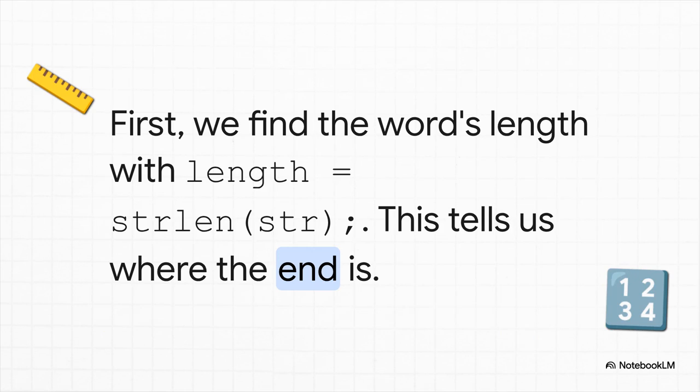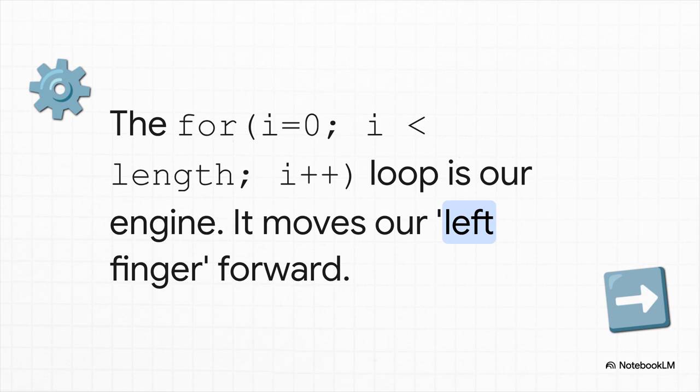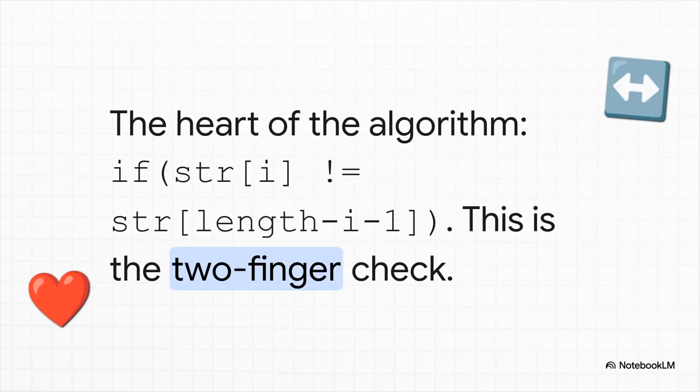First things first, before we can put our right finger on the last letter, we need to know where the last letter even is. That's what this line does. strlen is just a simple function that tells us the length of the string. It's our first absolutely crucial step. Next up, we need an engine to actually move our fingers. This for loop is exactly that. It creates a counter, i, that starts at the very beginning and lets us move our left finger forward, one character at a time.